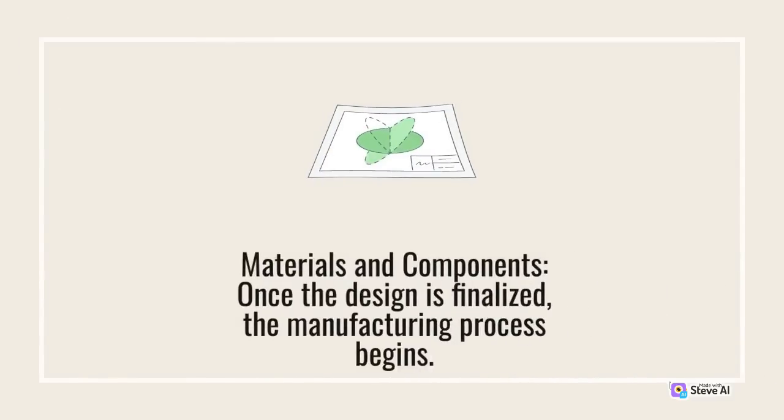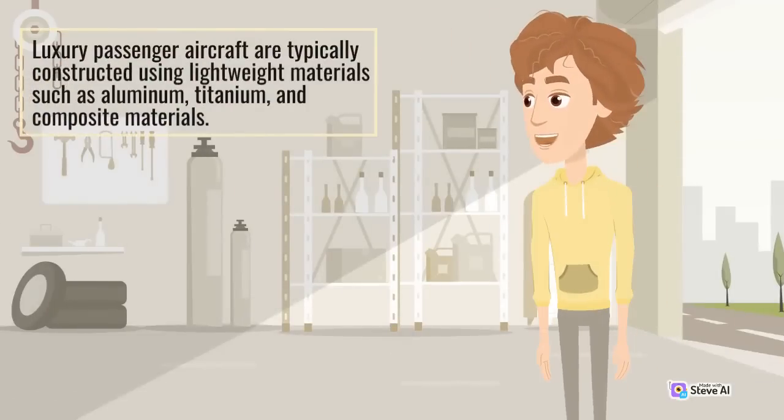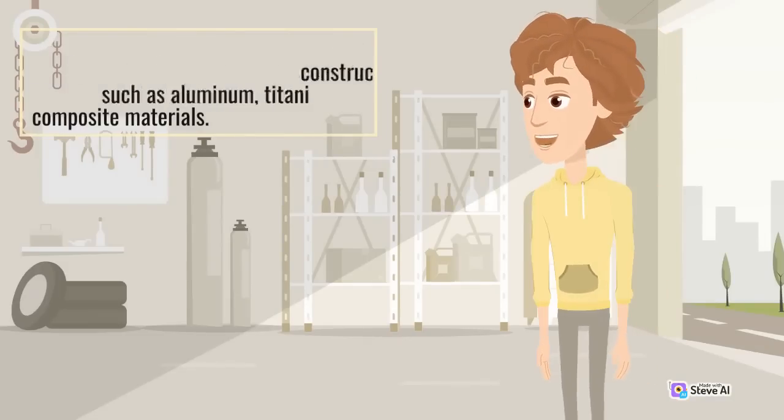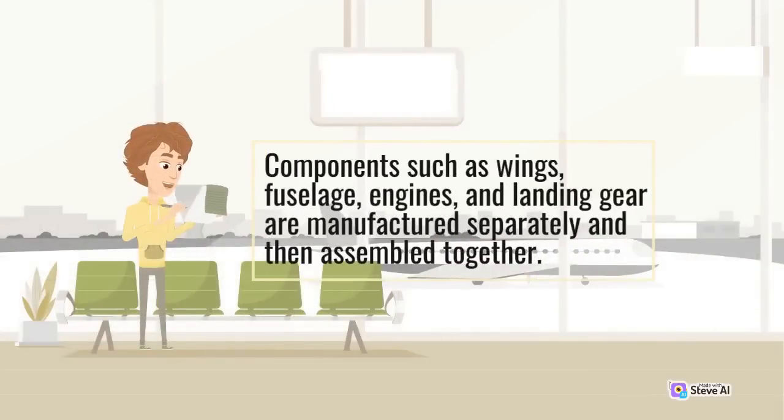Materials and components. Once the design is finalized, the manufacturing process begins. Luxury passenger aircraft are typically constructed using lightweight materials such as aluminum, titanium, and composite materials. Components such as wings, fuselage, engines, and landing gear are manufactured separately and then assembled together.